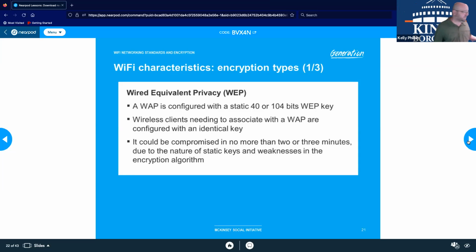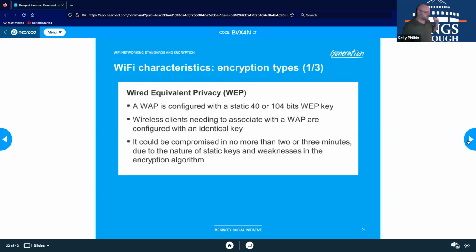The first one they implemented was WEP, Wired Equivalent Privacy. This uses a static 40 or 104-bit key. Static, meaning it does not change. Problem is, any decent hacker can cut through this in about a minute or two. This is a fully hacked protocol. It's better than nothing, but just barely.